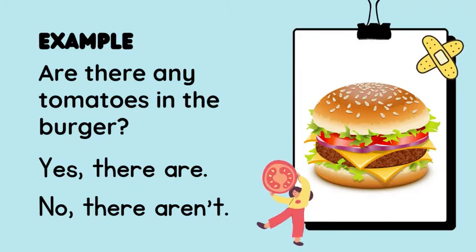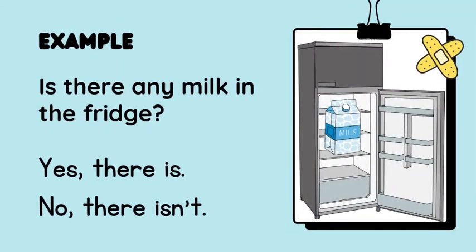There are two tomatoes. So it is plural. And for plural words, we use are there. And the responses will be yes, there are, or no, there aren't. Let's look at the last example.